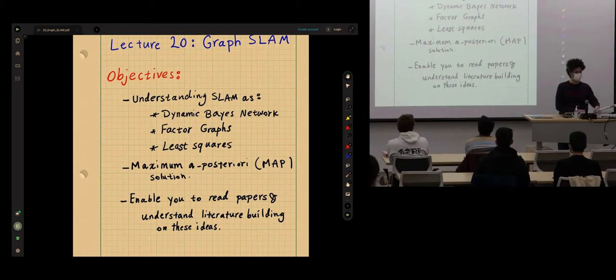The topic also will enable you to read papers and understand literature. This is the core knowledge in the literature on SLAM. A lot of new ideas are built on fundamental ideas that we talk about today.